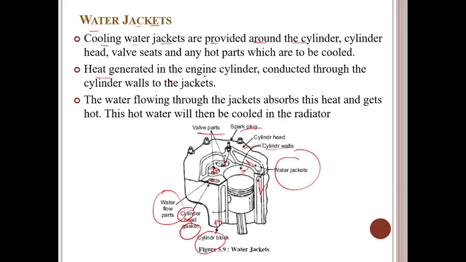The heat generated inside the engine cylinder is conducted through the cylinder wall to the jackets. This heat is transferred by convection to the water in the jackets. The water flowing through the jacket absorbs this heat and gets hot, and this hot water is then cooled in the radiator. So all the heat generated during engine operation is transferred to the water jackets, the hot water circulates via the radiator, the radiator cools this water, and once again the water is recirculated inside the system.